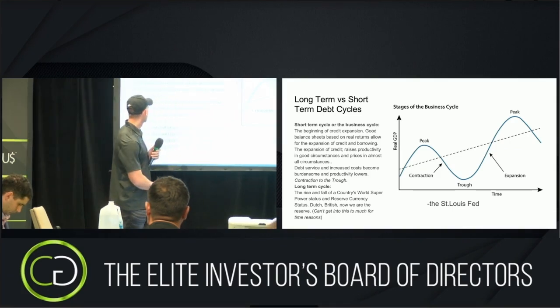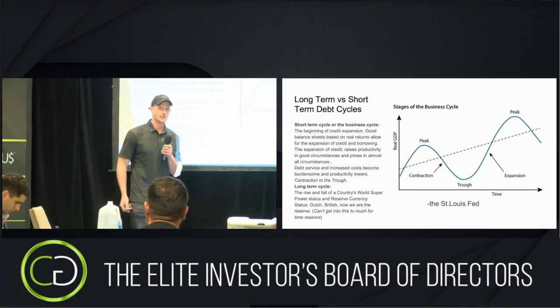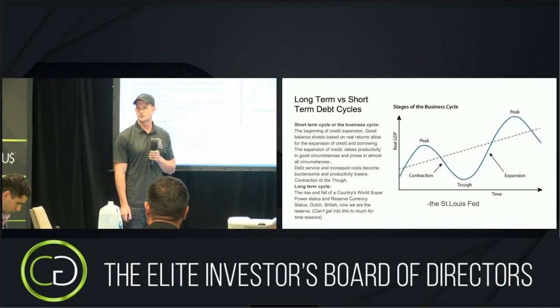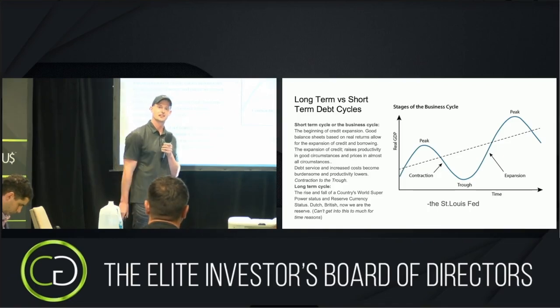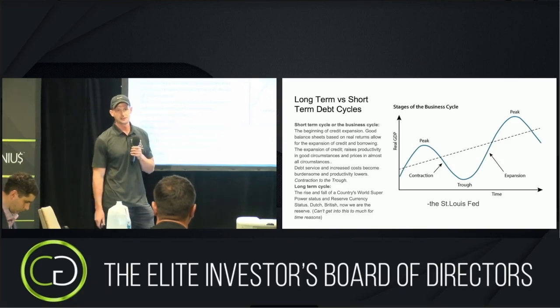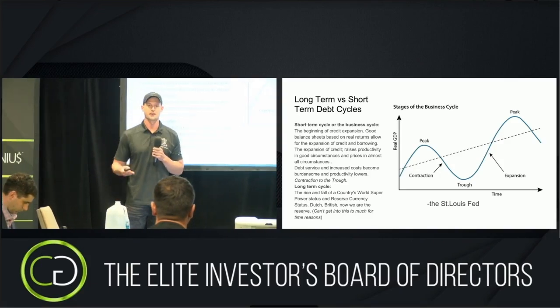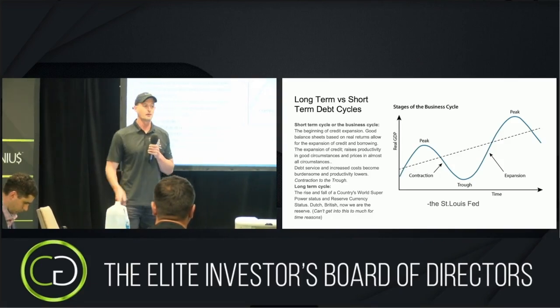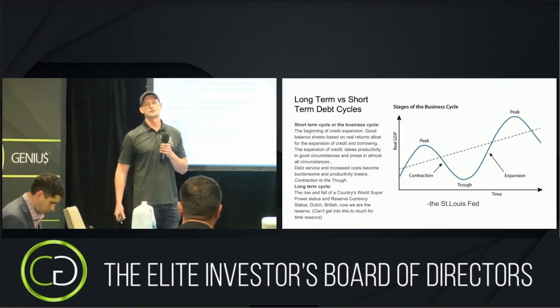And then the long-term debt cycle is the rise and fall of empires, which Ray Dalio talks about in all of his books. You should definitely check out Ray Dalio. I think you've read a lot of Ray Dalio, Jimmy. Yeah. So the longer-term debt cycle is basically the rise and fall of currencies and their use as a reserve currency. I'm not drawing any conclusions in this presentation today. I'm just putting out a bunch of stuff.